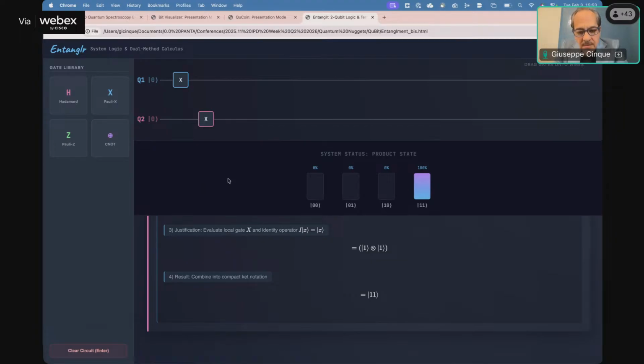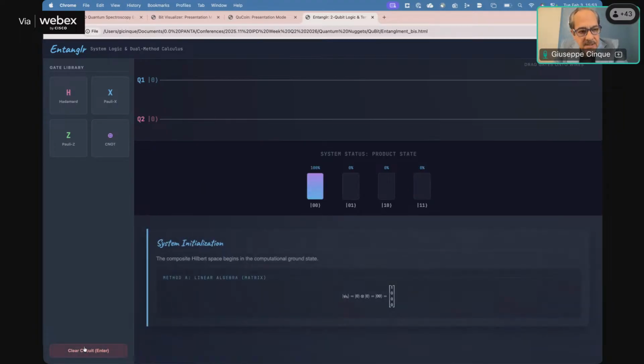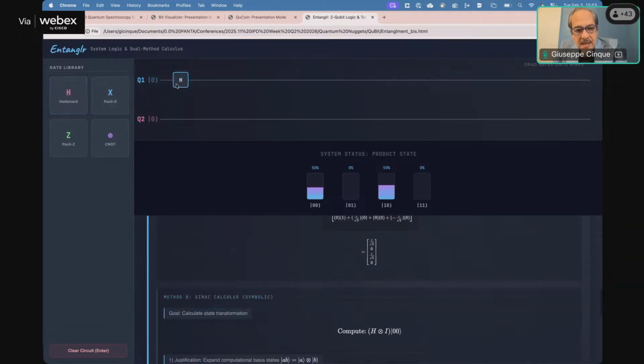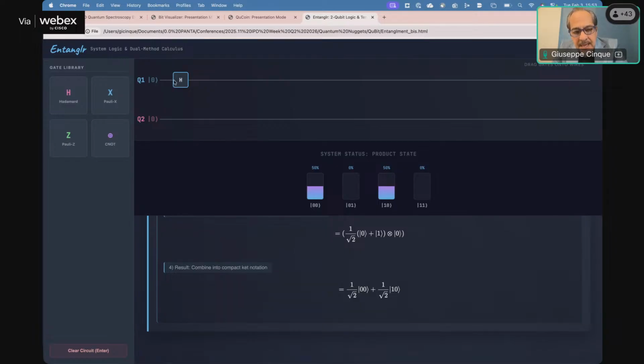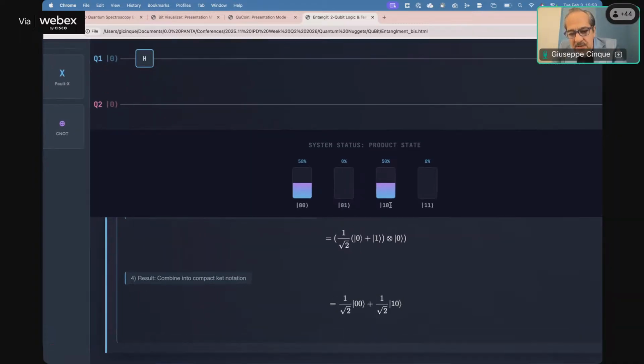Okay, so what if now, after I reset this circuit, instead of applying this, I apply a Hadamard gate? As we remember, the Hadamard gate is the 50-50, right? It puts the first qubit 50% in the 0 state, 50% in the 1 state. In fact, now my comprehensive system is 50% 0,0, 50% 1,0. The first bit can be either 0 or 1, 50%.